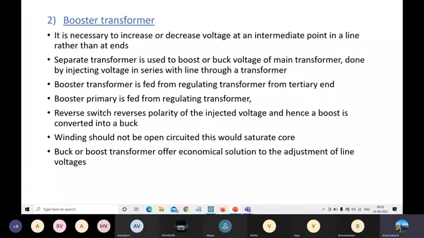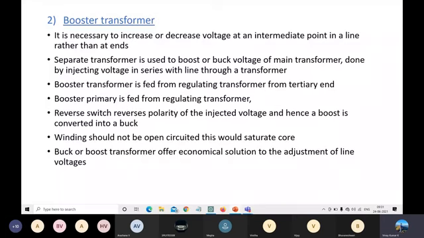And in the buck transformer or boost transformer, you are increasing the voltage by a small nominal value when compared to the main value of the voltage. These boost transformers or buck transformers will be used at the transmission line side, and depending upon the requirement of voltage, we can boost the transformer or buck the transformer, by injecting the voltages in series along the transformers.